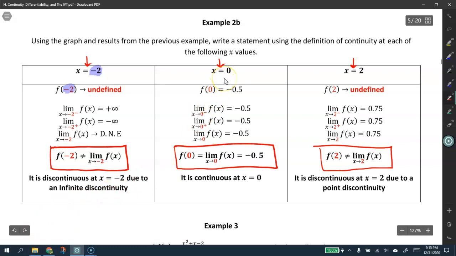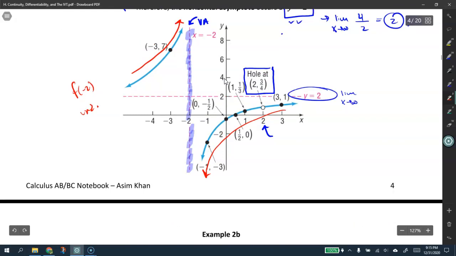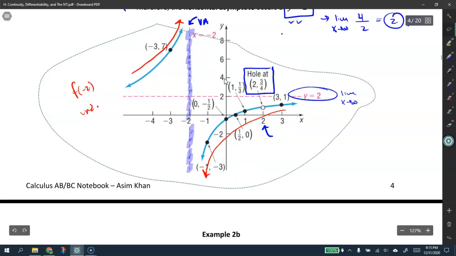What if we were looking at x equals 0? I purposefully picked one that actually works for us. So take a look at x equals 0. First, let me just clear out some of this clutter here.